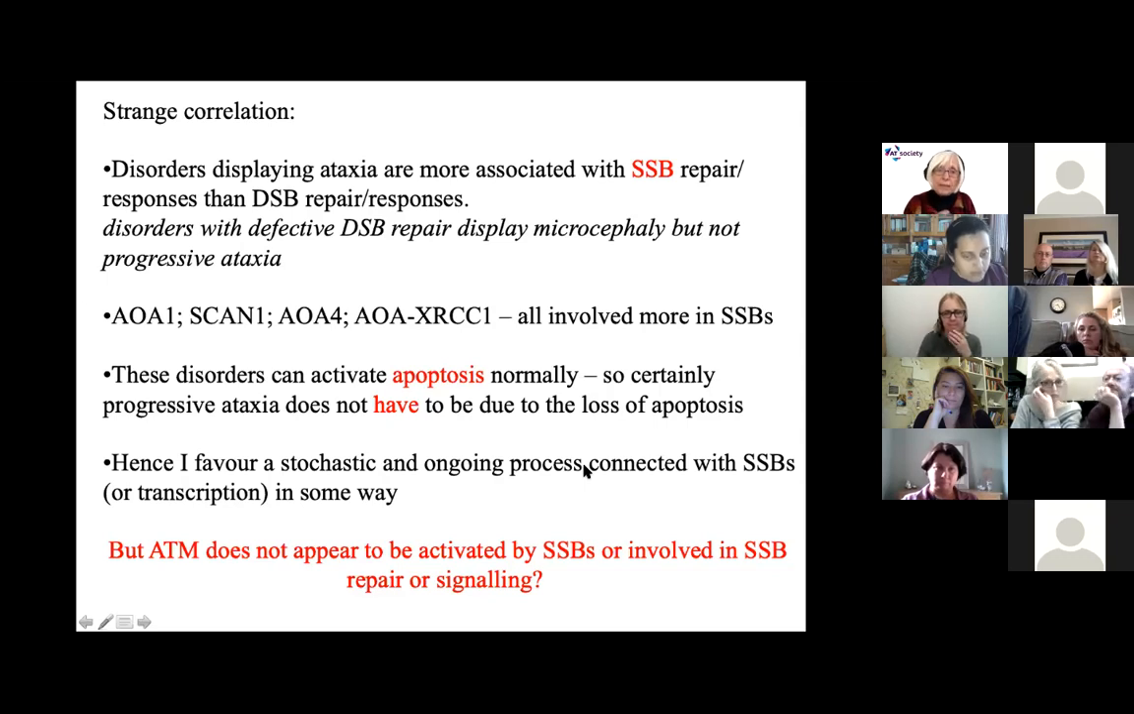So generally, I tend to favor a stochastic and ongoing process that happens post-birth that is connected with single-strand breaks or transcription. We'll come back to that in some way, rather than something that may have happened earlier in development. But I think we absolutely can't rule out that there isn't some impact there.